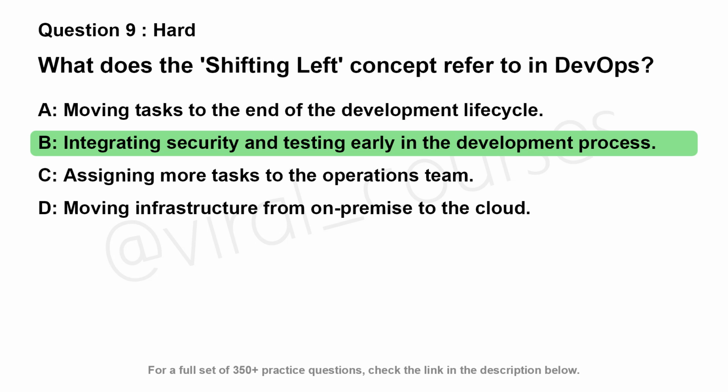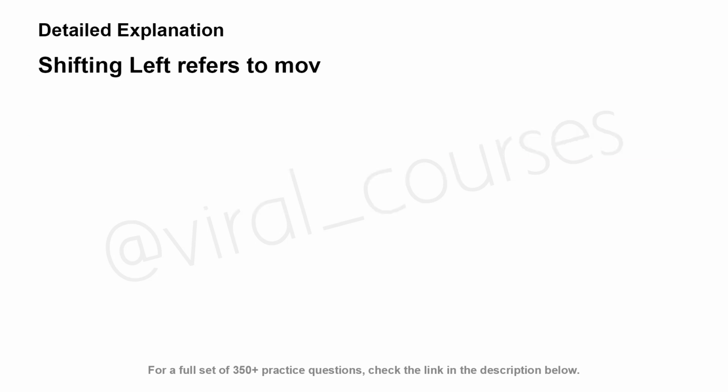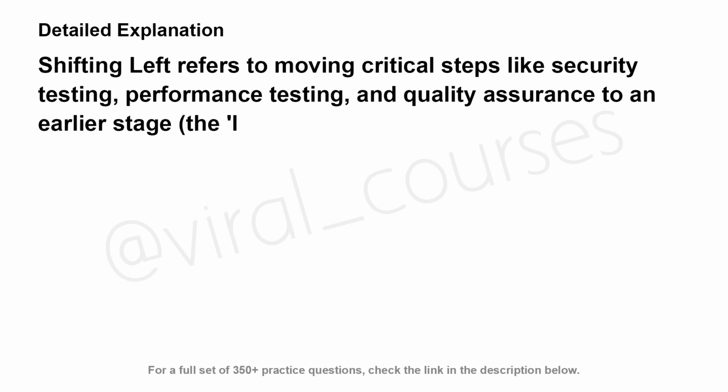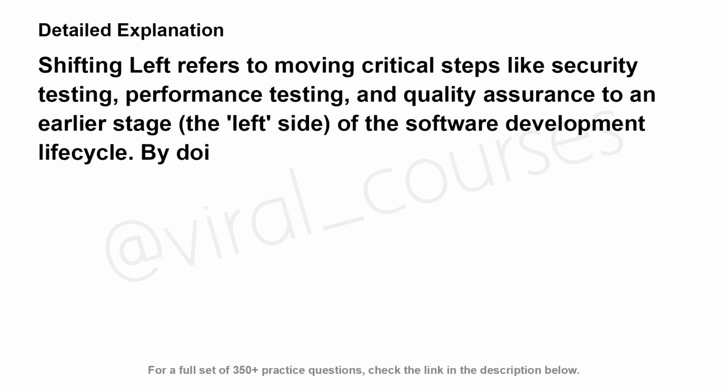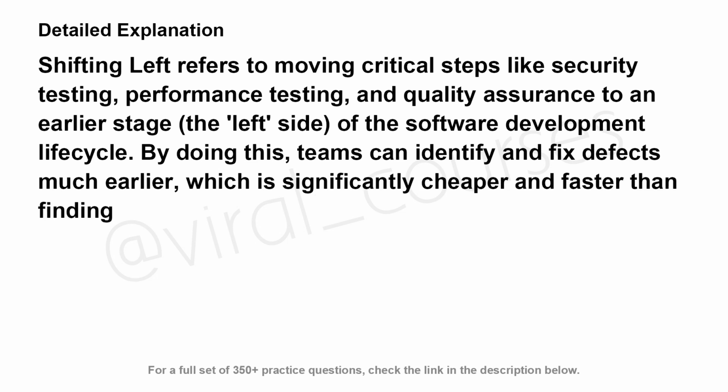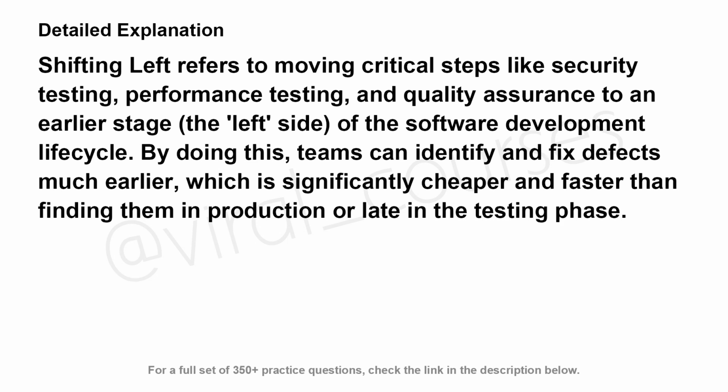The correct answer is B. Shifting left refers to moving critical steps like security testing, performance testing, and quality assurance to an earlier stage, the left side of the software development lifecycle. By doing this, teams can identify and fix defects much earlier, which is significantly cheaper and faster than finding them in production or late in the testing phase.